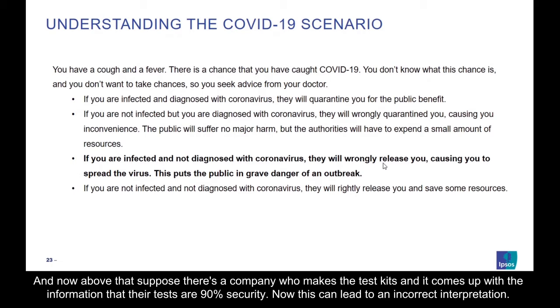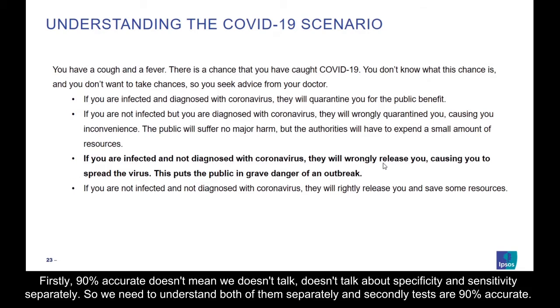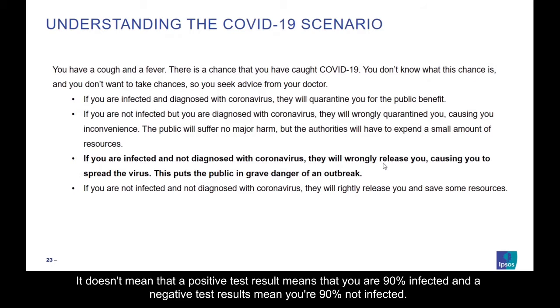Now this can lead to an incorrect interpretation. Firstly, 90% accurate doesn't talk about specificity and sensitivity separately. So we need to understand both of them separately. And secondly, a 90% accurate test doesn't mean that a positive test result means that you are 90% infected, and a negative test result means you are 90% not infected.